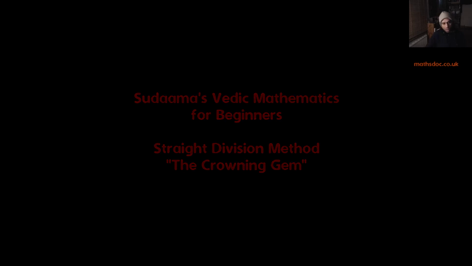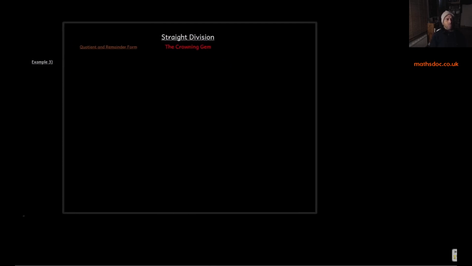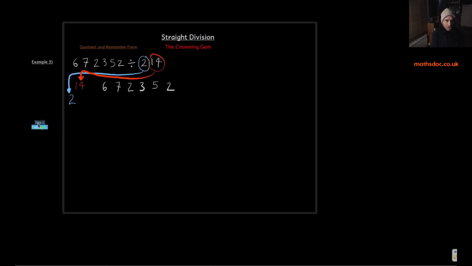Let's see what we need to do. Example 3. It says 6, 7, 2, 3, 5, 2 divided by 2, 1, 4. So what are we doing? Splitting the divisor into an operator and flag. So we've got 2 as the operator and 14 as the flag now. We've got a 2-digit flag. Instead of the first 2 examples, where we had a 1-digit flag, now we have a 2-digit flag.